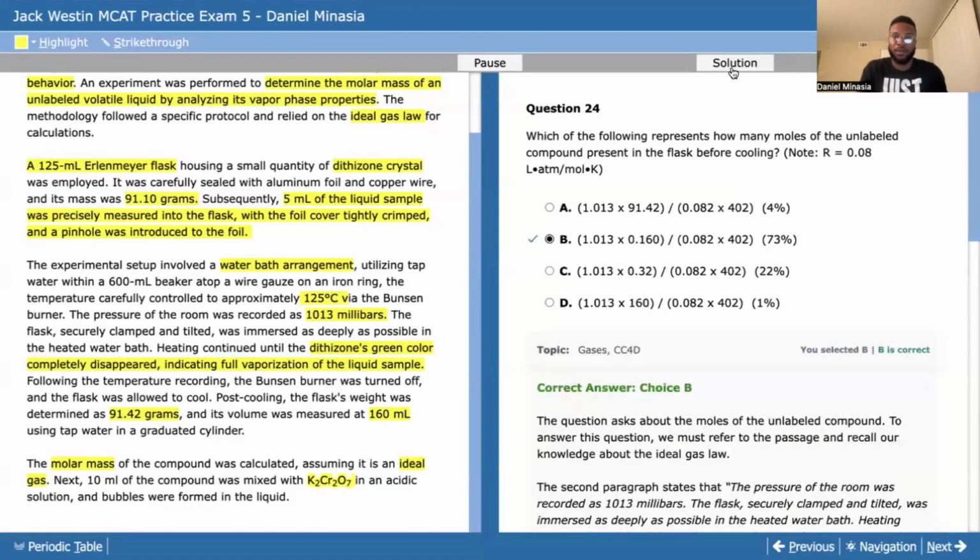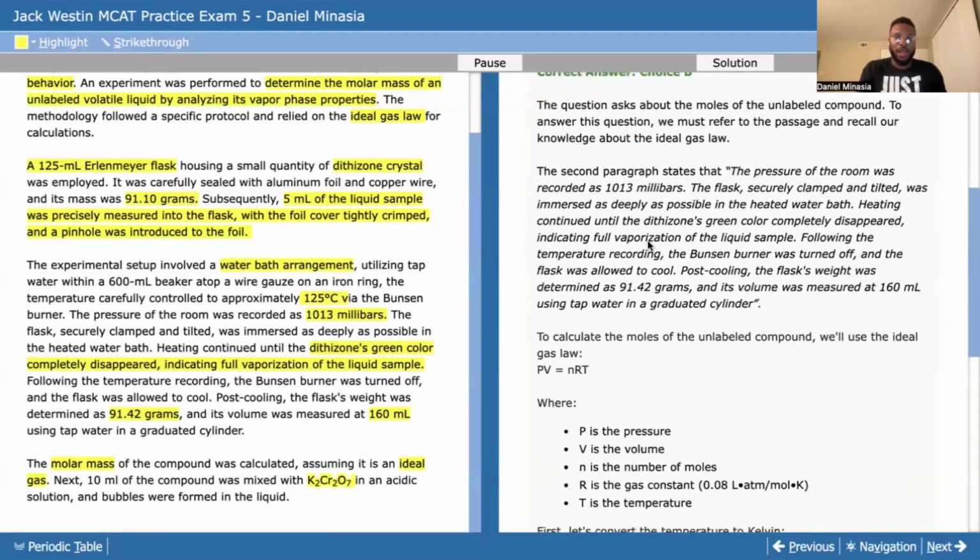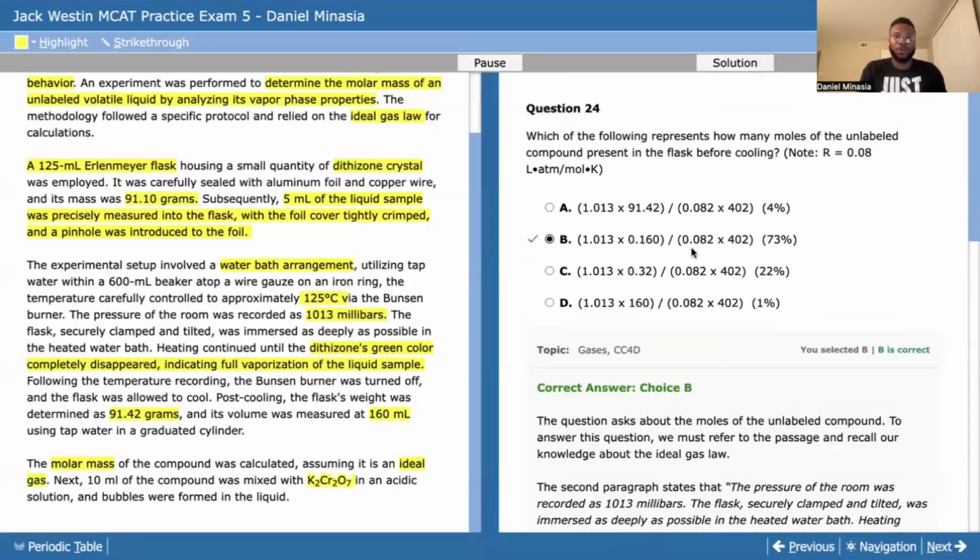Okay, let's see. Yep, good job. And 73% of people got it right. Awesome. So again, this just goes to show you don't need to panic. You don't need to pull out your calculator. You don't need to automatically start calculating.